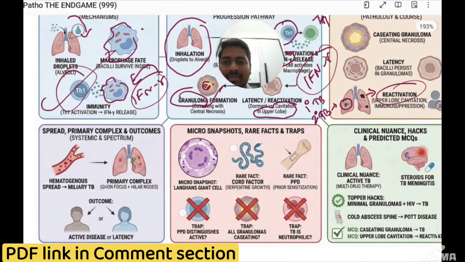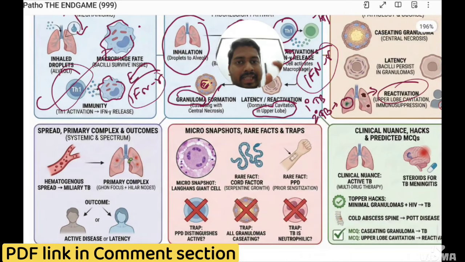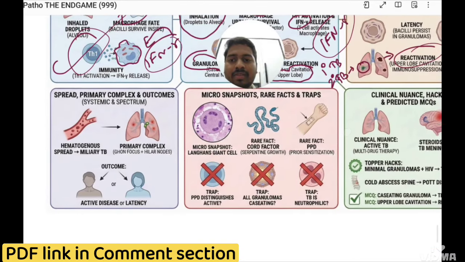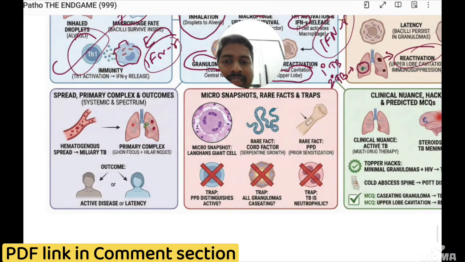Okay, so after this what happens is it can either stay there only. Okay, it is known as Ghon's complex, that is primary site of infection with the hilar lymphadenopathy, where hilar lymph nodes are also enlarged. This is known as Ghon's complex. Okay, this initial site where TB gets seeded, that is known as Ghon focus, and along with hilar node it is known as Ghon complex, which is also known as primary complex.